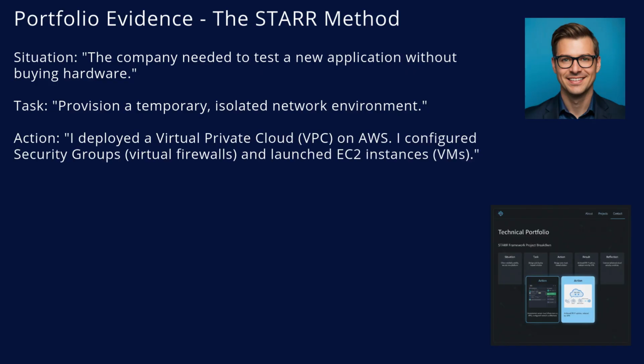Action: I used a public cloud provider. I deployed a virtual private cloud, VPC, to create an isolated network. I configured security groups to act as virtual firewalls and launched virtual machines, EC2 instances, for the application.